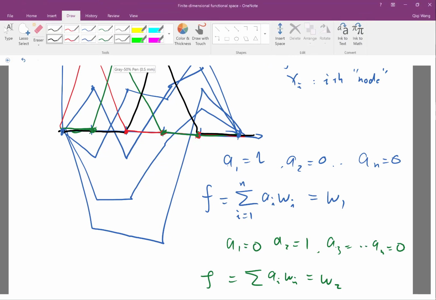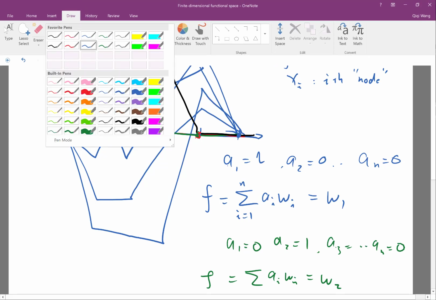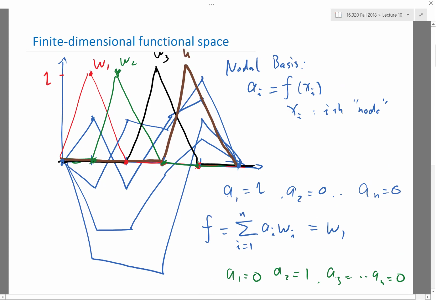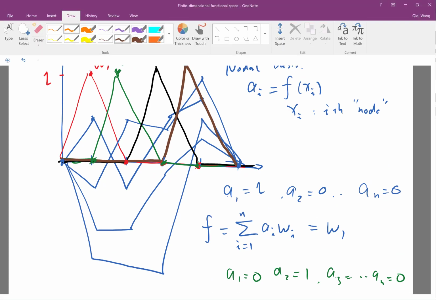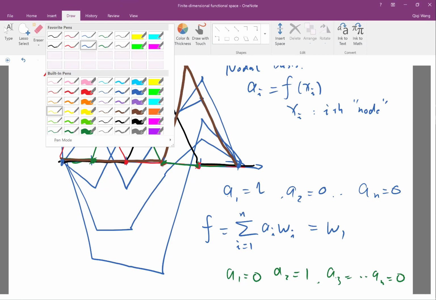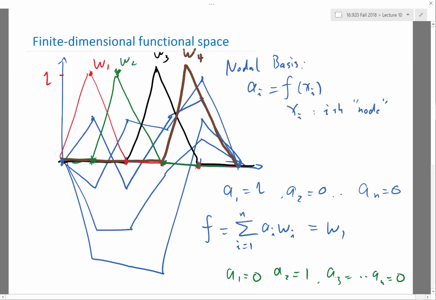My W4 would be, well, I think I set too many different colors. My W4 would be, let's use maybe this. This is going to be my W4. All right, so this is my nodal basis. Basically, each W is just what we call a hat function, right? So it's basically 0 and then a sharp hat at one of these nodal points.